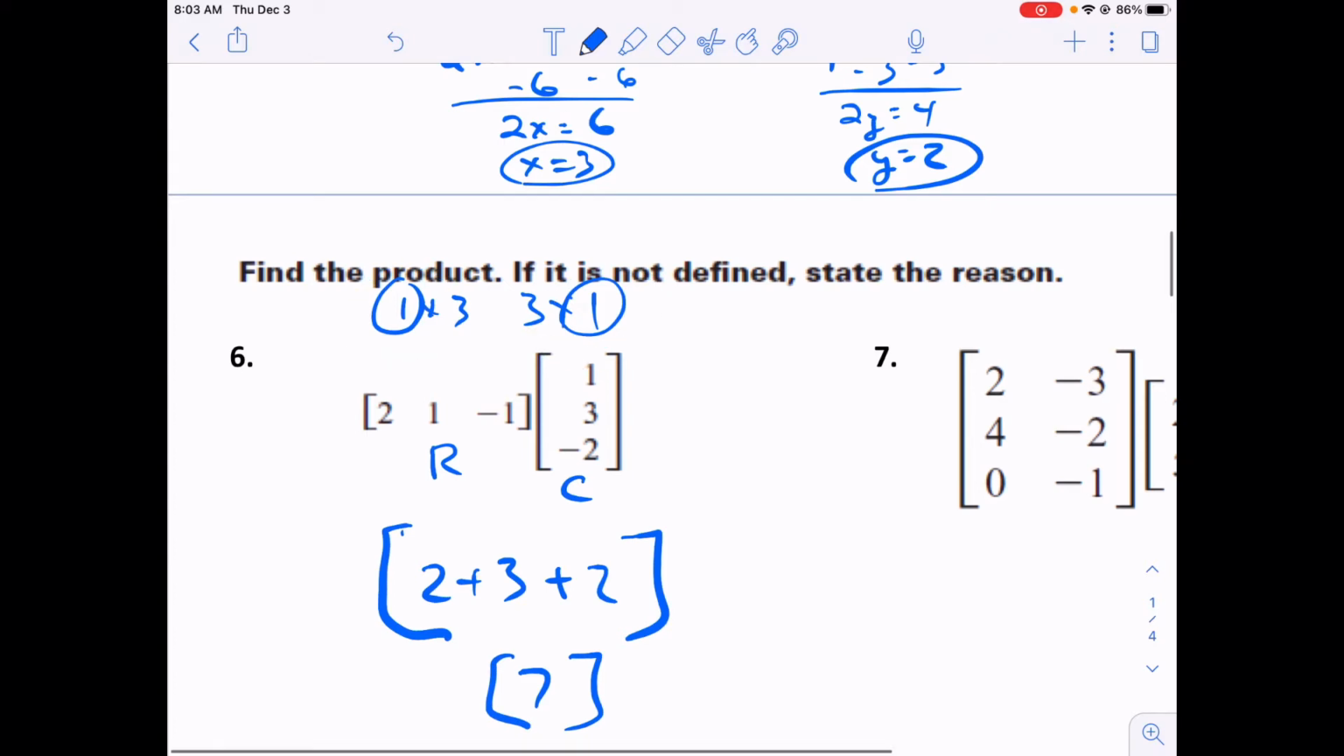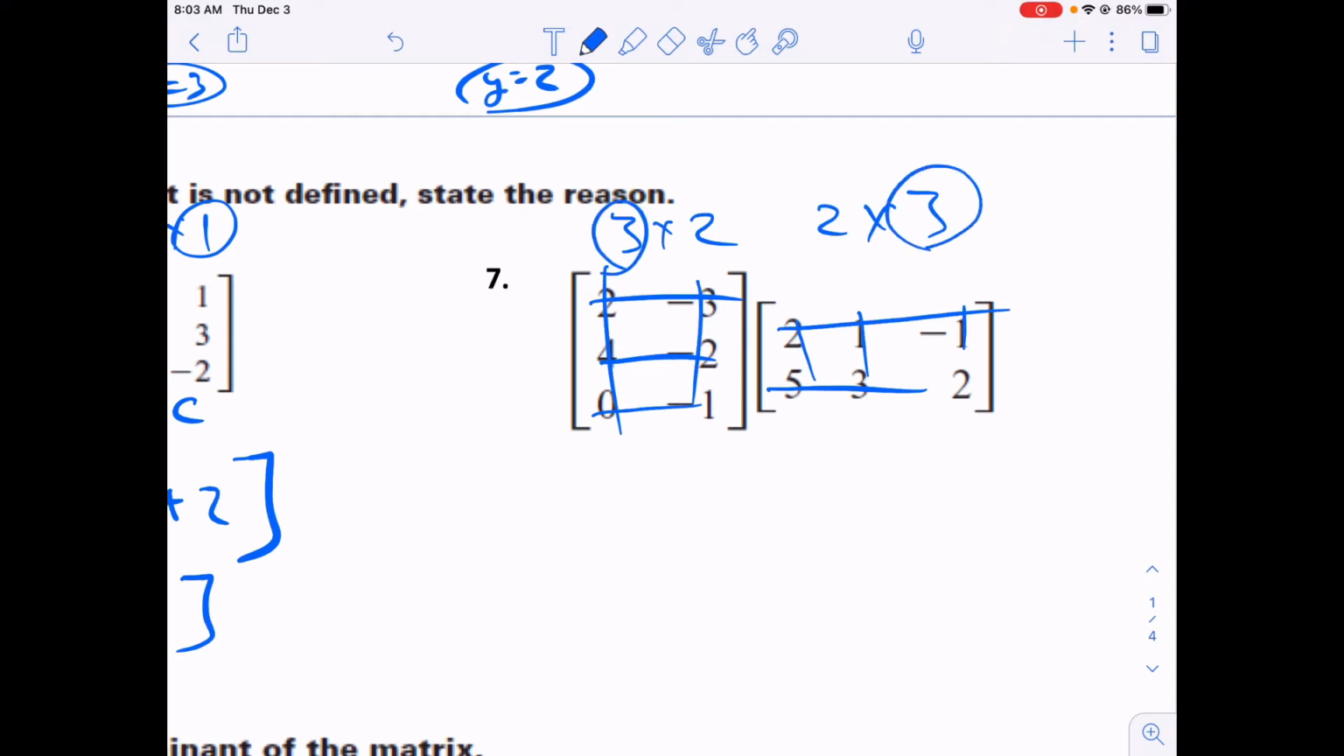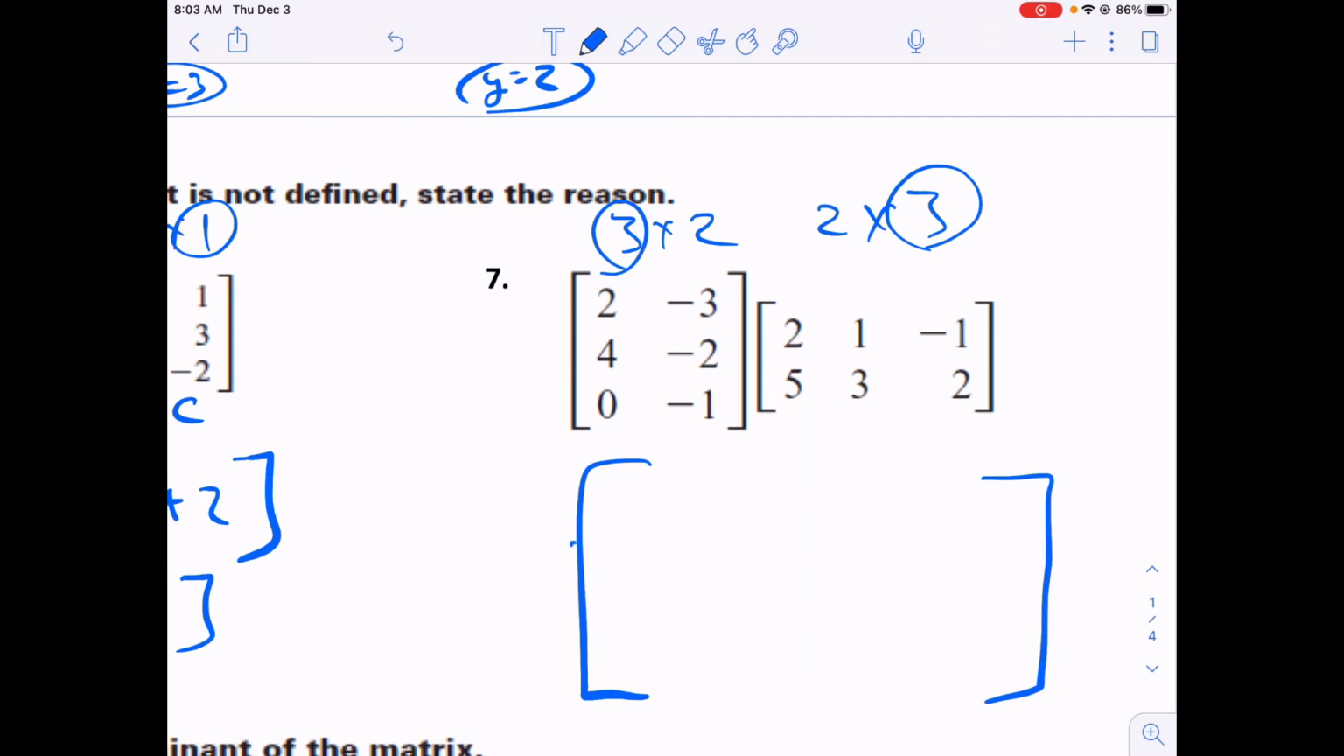All right. Next one. Again, checking the sizes. It's 3 by 2. 3 by 2. This is a 2 by 3. 2 by 3. So my answer should be a 3 by 3, those numbers. So I make a pretty large matrix. And when you make these matrices, make sure you make them really big. And I like to kind of show where their locations are, rows and columns.